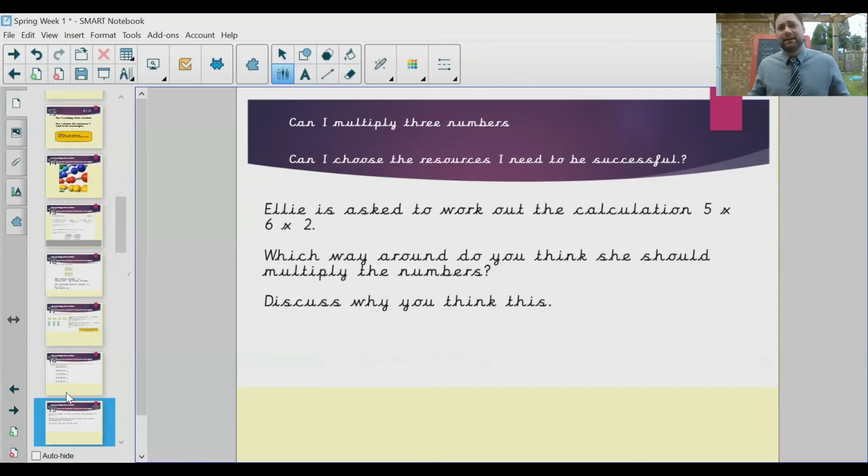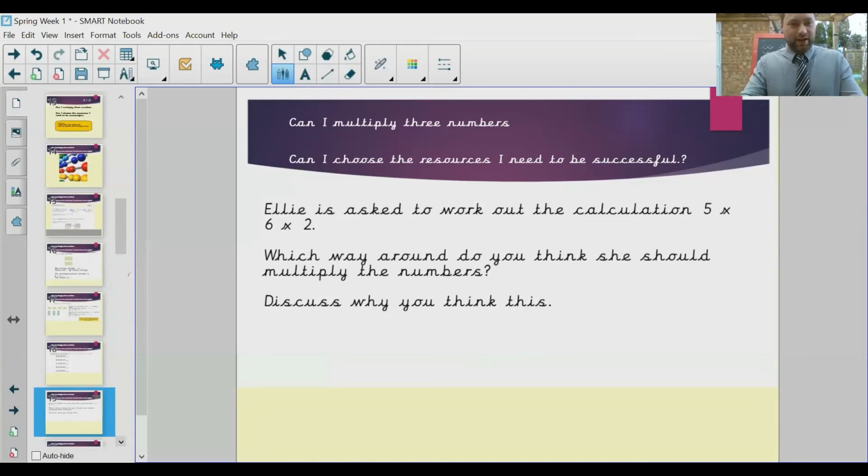For me personally, I may have done 5 times 2 first because that's going to give me 10. And then I know my 10 times table is very easy. 10 times 6 is then going to give me 60. Okay, so that's one way of doing it. But again, you can pause the video and have a little think about that.